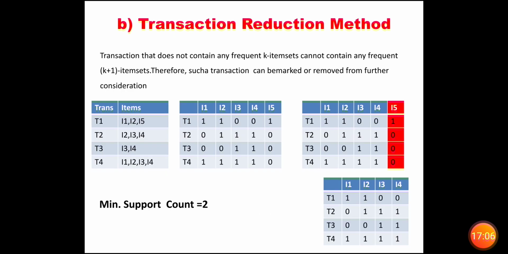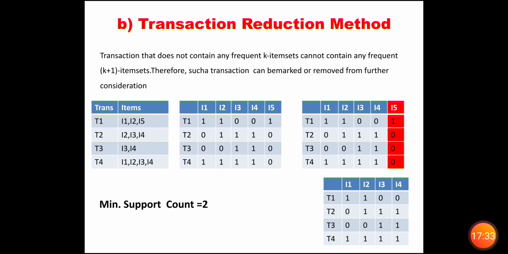The next method is the transaction reduction method. A transaction that does not contain any frequent k item sets cannot contain any frequent k plus 1 item set. The same thing we are going to implement over here. Therefore, such a transaction can be marked or removed from further consideration.